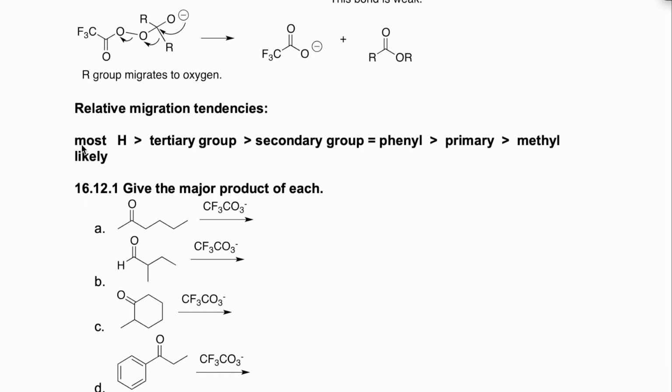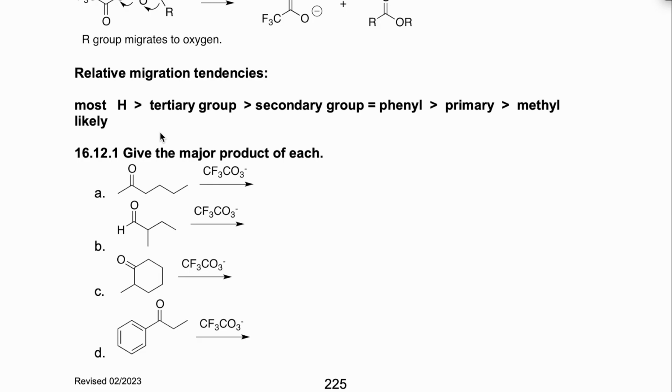If you have a difference in the R groups, the most likely one that will migrate is an H, so that's why if you have an aldehyde, it's going to make the carboxylic acid, not the ester on the other side. Then the next most likely is tertiary group, and then secondary and phenyl are about equivalent, and then primary, and the least likely to migrate is the methyl group over here. So this methyl group over here is least likely to migrate.